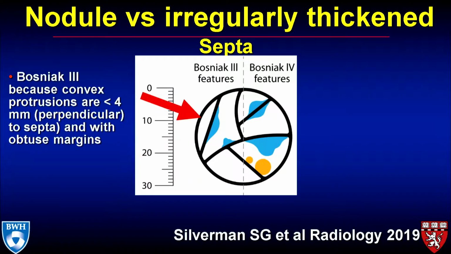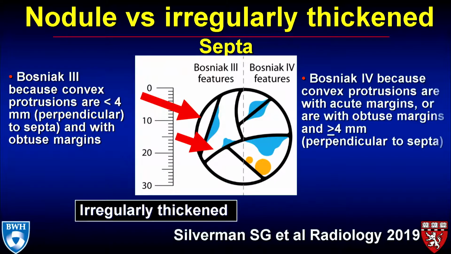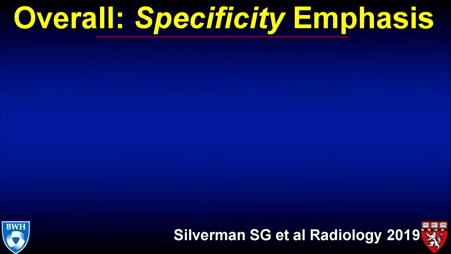Okay, the same with along a septum, okay? So less than 4, okay, it's focal thickening or irregular thickening. And a nodule, it has to be 4 or more if it's obtuse margin, or any size if it's an acute margin. So again, you measure the perpendicular distance.